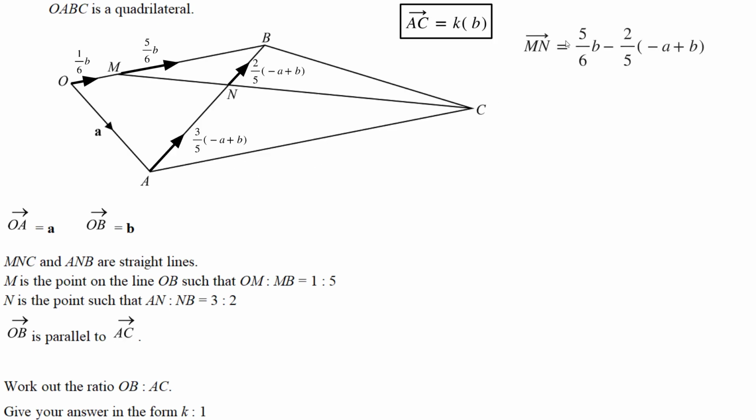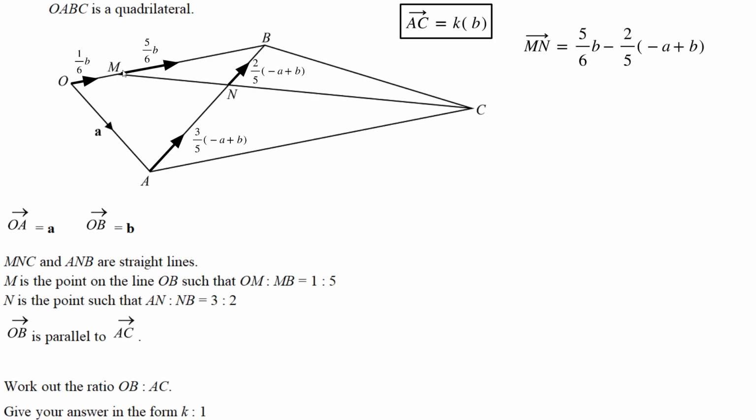And we can say that MN, this is just another part of the question, so we can say that MN is 5/6 B minus 2/5 bracket minus A plus B, close bracket. And I've not expanded that yet. Anyways, so we've got M to N now.